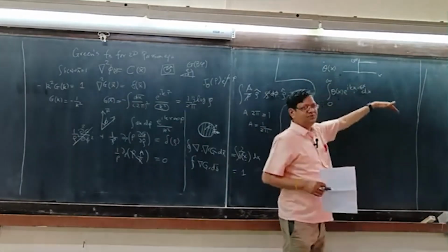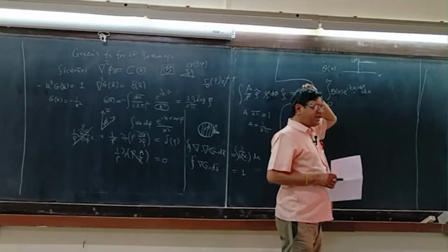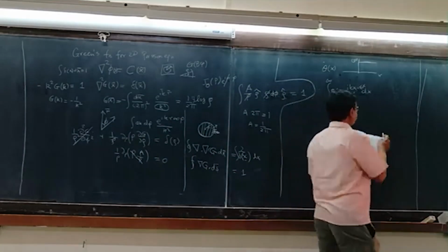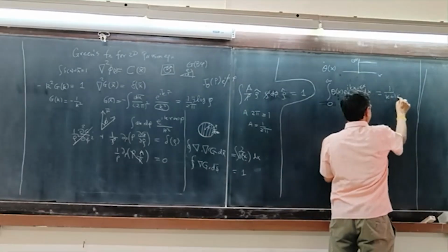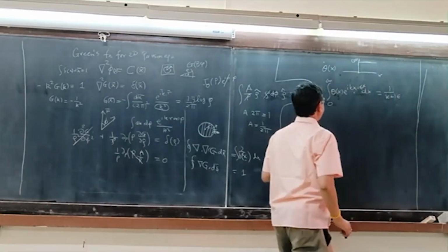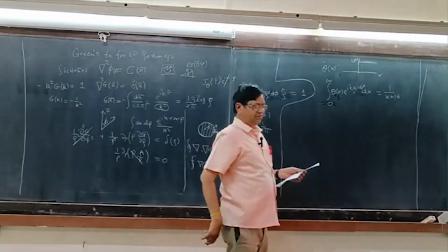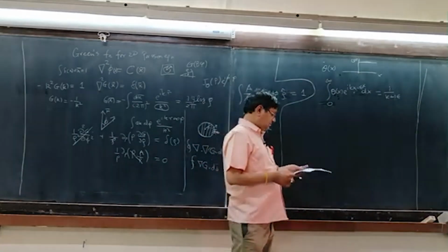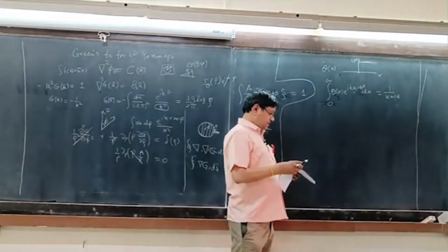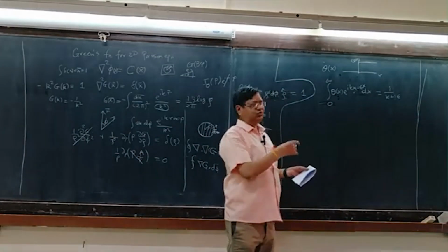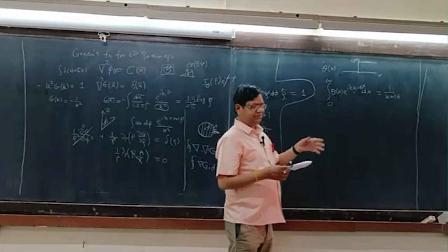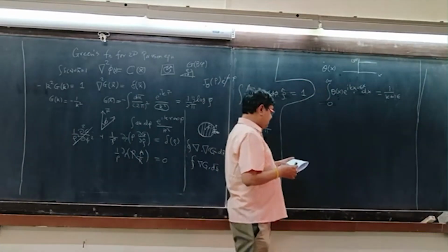But now it is suppressed. At infinity, this function will go to 0. So these give the finite answer, and you can easily do this integral: i divided by k plus i epsilon. Okay, so these are Fourier transforms. I will not go through this integral, I will leave it for you.